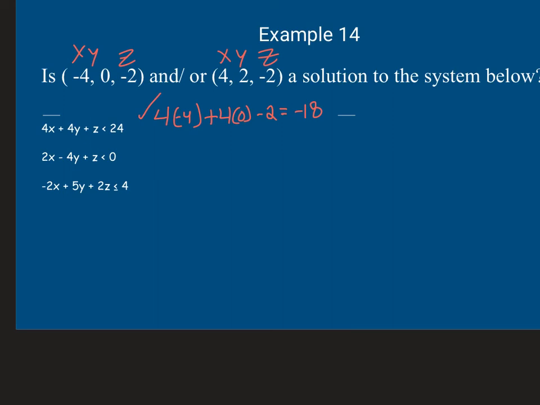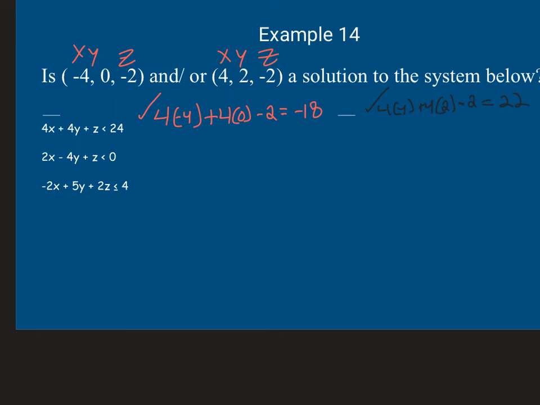I'm going to use a different color for the other one. Instead of x, this one says 4, times 4. Instead of y, it's 2, and z is again -2. When I plug that into my calculator, I get 22. So that statement is true. Remember, they all have to be true in order for it to be a solution, all right? So let's move on to the next inequality.